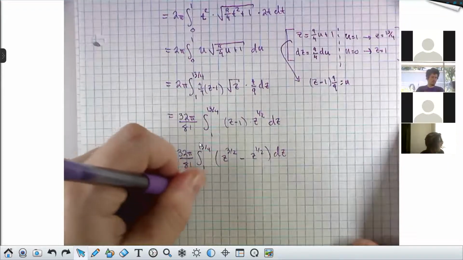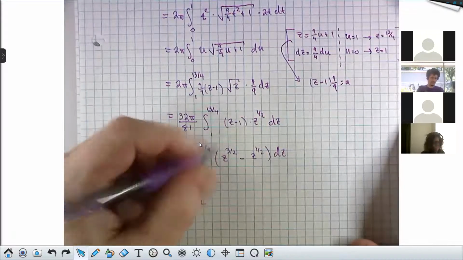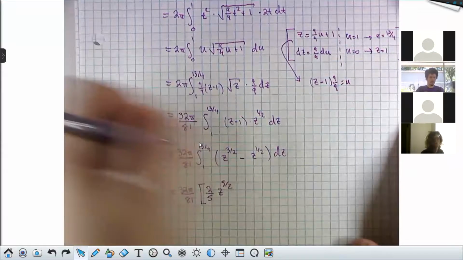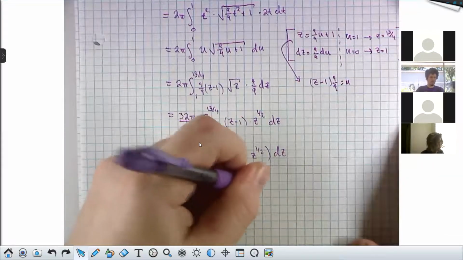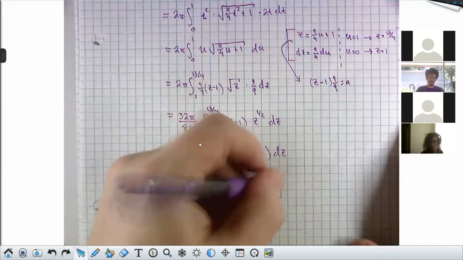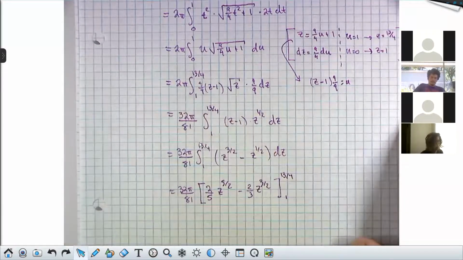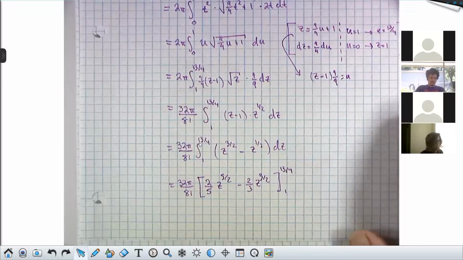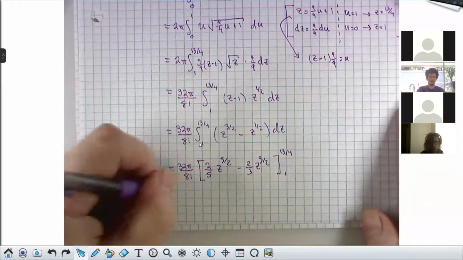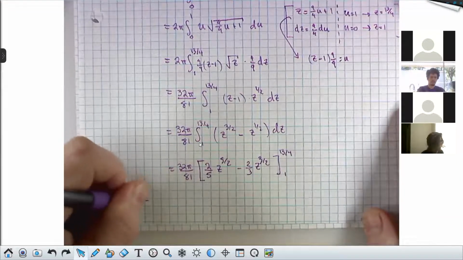So we get 32 pi over 81 times 2/5 z to the 5/2 minus 2/3 z to the 3/2. And we have to evaluate this between some pretty nasty bounds, 1 and 13/4. But that's not impossible. I'll give myself some more space. We have our 32 pi over 81.